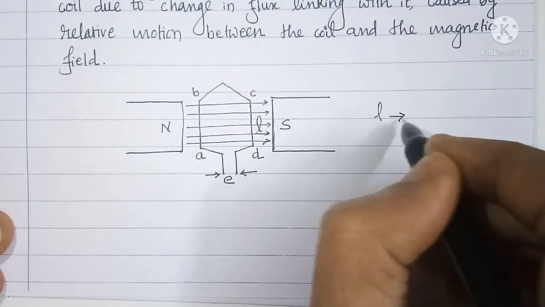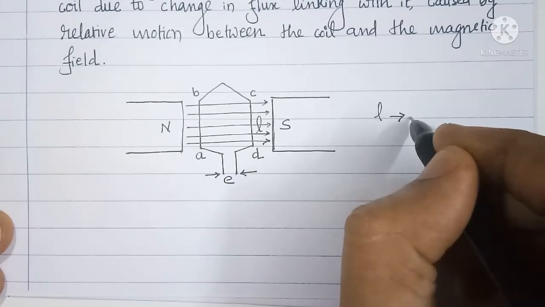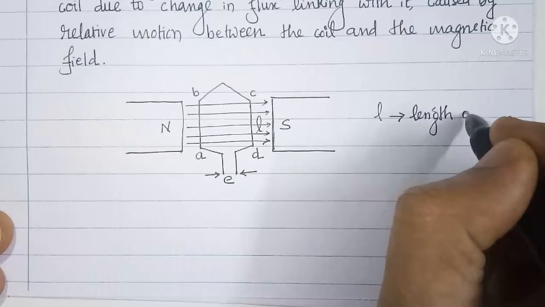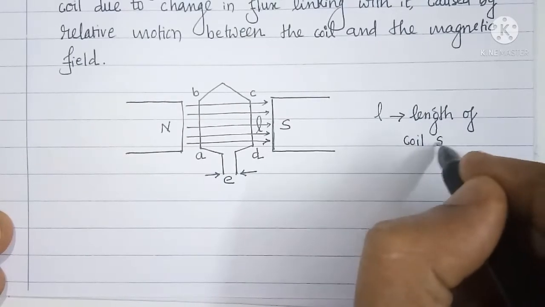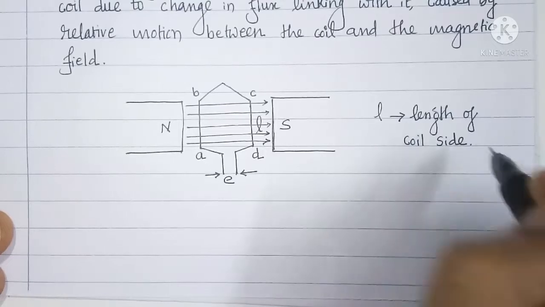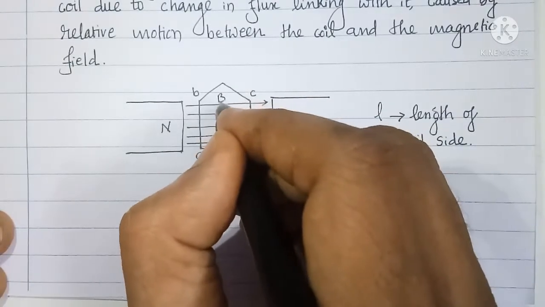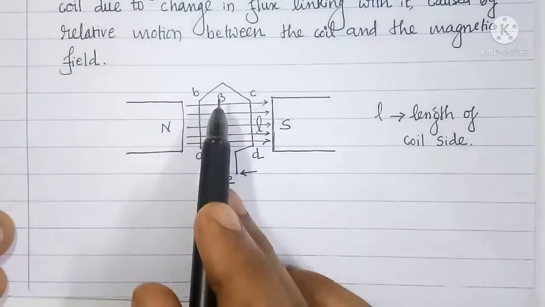Here L is the length of coil side. Let us say the flux density between the two poles is capital B.